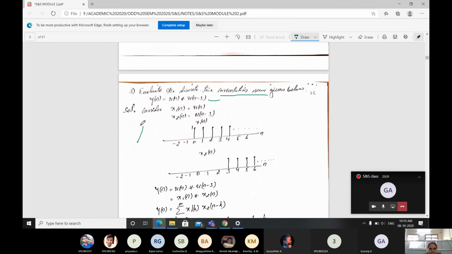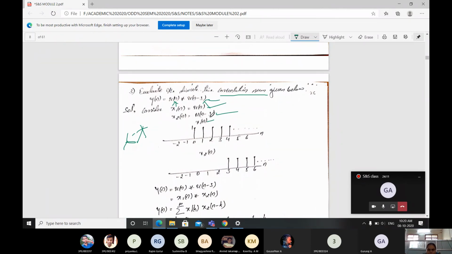Just observe, this is very important. These problems are very important, and they will be asked directly for 6 marks. First, I am going to consider u of n as x1 of n, and u of n minus 3 as x2 of n. Then I will draw the signals for u of n and for u of n minus 3. I hope you can draw u of n. U of n is the unit step function, which from 0 to infinity is 1 only.